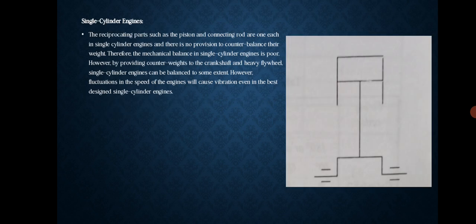Single cylinder engine. The reciprocating parts such as the piston and the connecting rod are one each in a single cylinder engine, and there is no provision to counterbalance their weight. Therefore, the mechanical balance in a single cylinder engine is poor. However, by providing counterweight to the crankshaft and a heavy flywheel, a single cylinder engine can be balanced to some extent. However, fluctuation in the speed of the engine will cause vibration even in the best designed single cylinder engine.